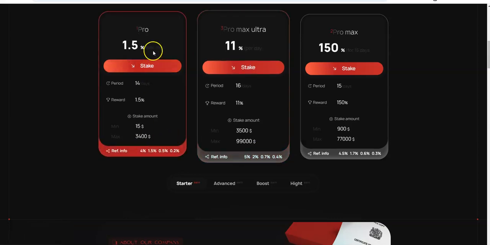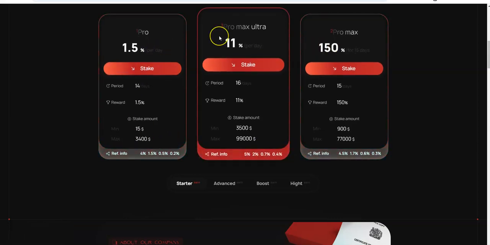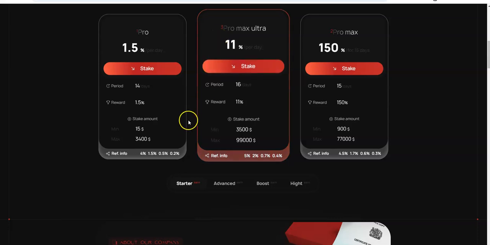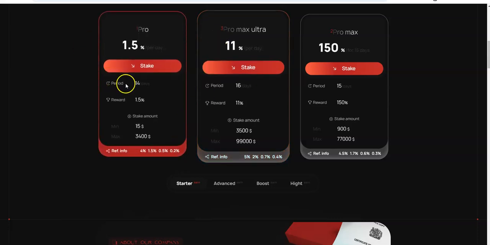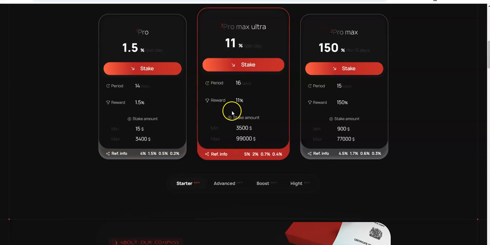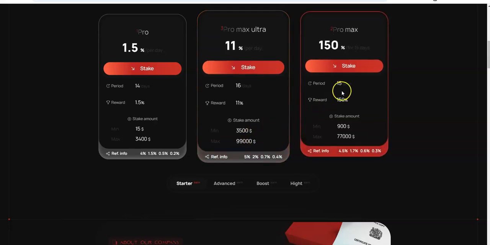So yeah, the Pro is number 1, Pro Max is number 2, and Pro Max Ultra is number 3. This is the 14-day plan, and I think this is like day 5 or something like that. I'll have to look at it. 1.5% daily, from $15 to $3,400. The Ultra is 11% per day for 16 days, $3,500. Ooh, how are they able to do that? And then Pro Max here, 150% for 15 days.